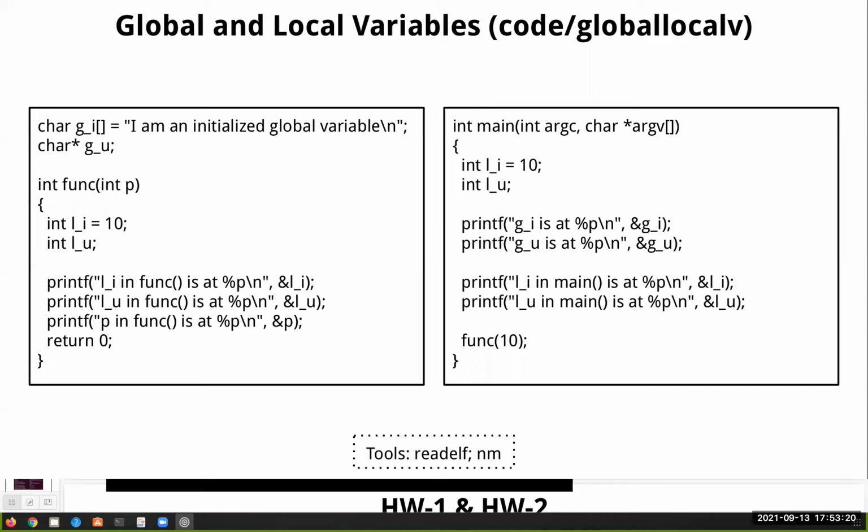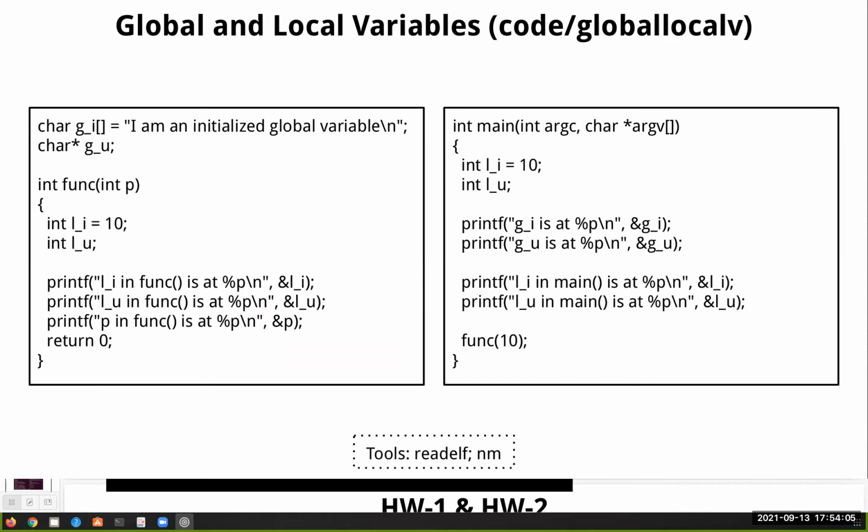Then we have the func, which takes one parameter d. Then it has two local variables. In this function, we just print out the address of those three local variables. I also call the argument a local variable. So we print out the address of I, U, and P. In the main function, we will print out the address of the two global variables, and also two local variables of main, and also we will call the function with the argument 10.